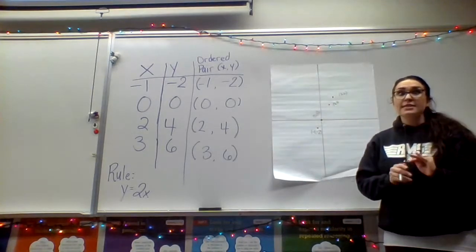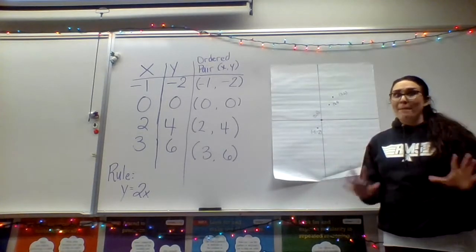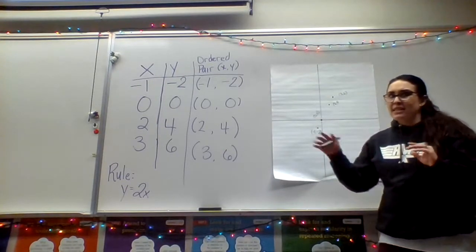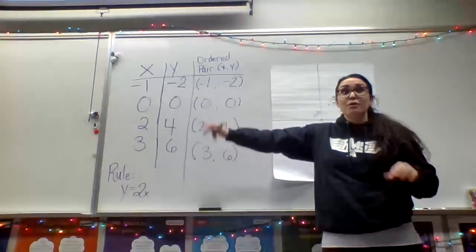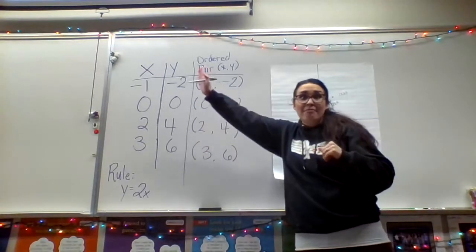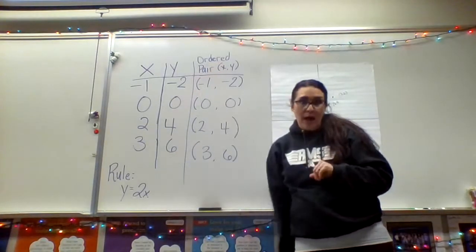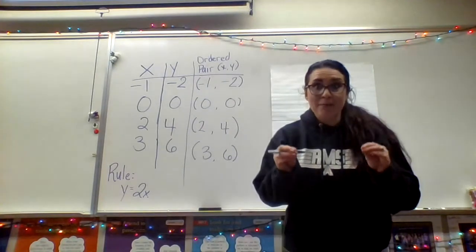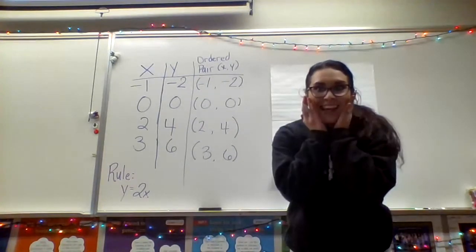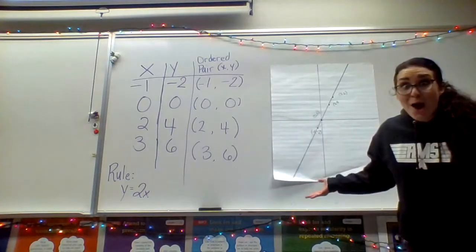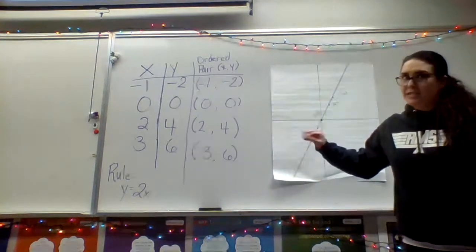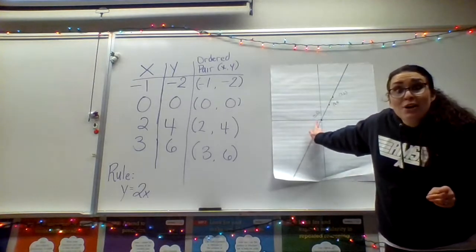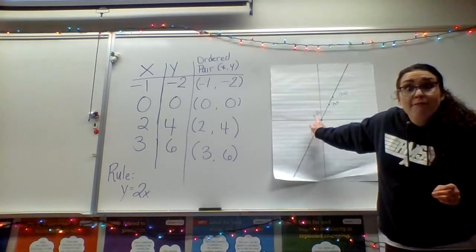Now, here is some really cool math magic, all right? Do you remember that we said this was proportional, because we are using multiplication to get from our X value to our Y value, correct? So when we are graphing proportions, my friends, guess what it looks like? Oh my goodness, it's a straight line. Not just any straight line, it's a straight line that goes directly through that point of origin.